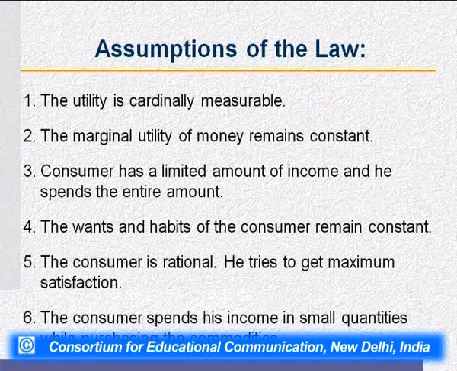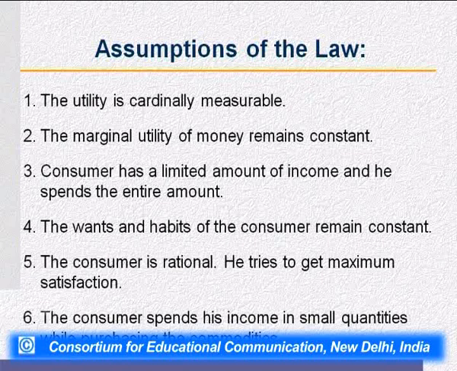The utility is cardinal measurement. The marginal utility of money remains constant, as in the law of diminishing marginal utility. Consumer has a limited amount of income and he spends the entire amount. This is the assumption. You can't save a single rupee. You have to spend all the money whatever you have at that time.